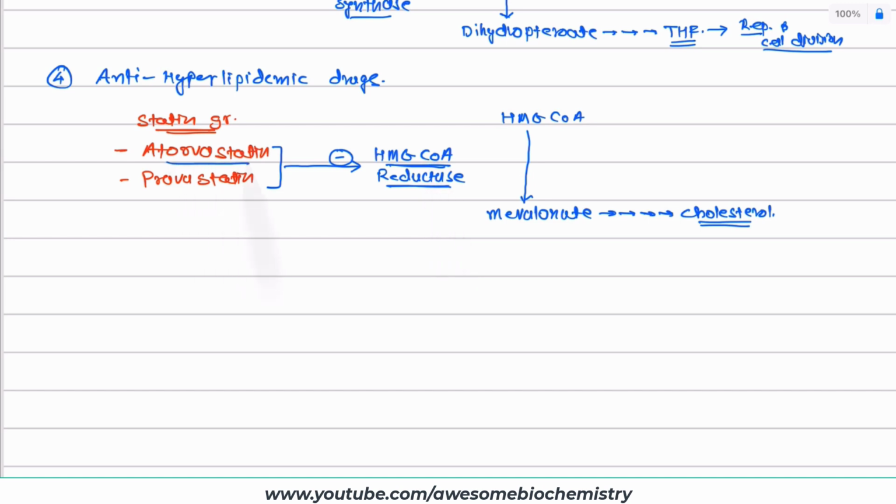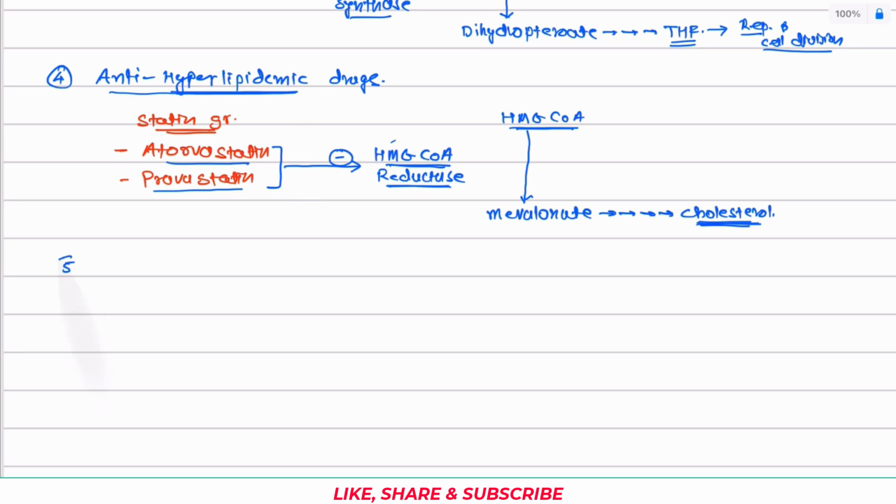And atorvastatin and pravastatin both are structural analogs of this HMG-CoA. So once this enzyme is inhibited, then in our body the cholesterol synthesis can be decreased, and that is how these drugs can help to bring down our hyperlipidemia, right? So it is used as an anti-hyperlipidemic drug.